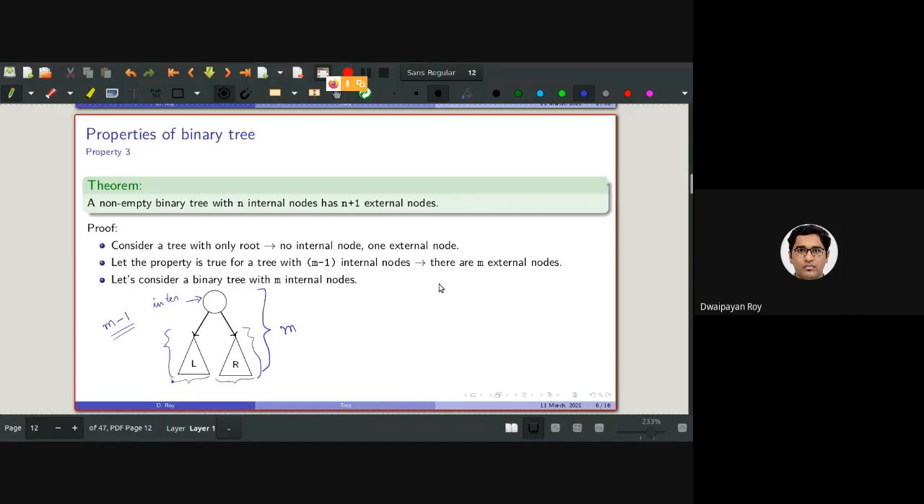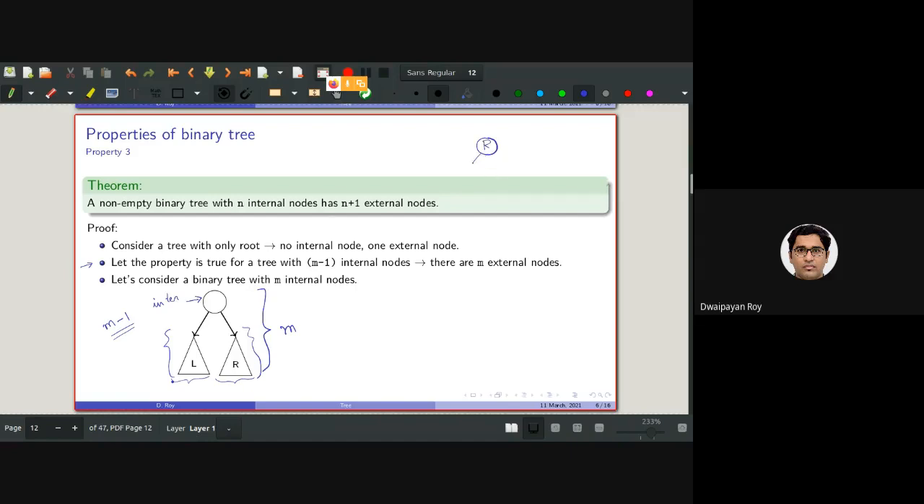So this property that I am assuming is pretty important. I am assuming that the property is true for m-1 internal nodes. We are actually assuming that it is true for up to m-1 internal nodes. So basically, if we start from the root, as we have seen earlier, if the tree contains only the root, it is true.